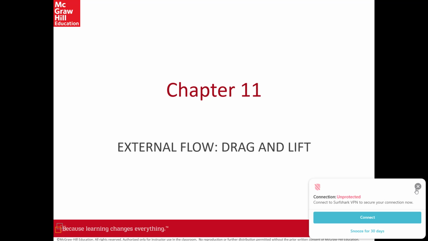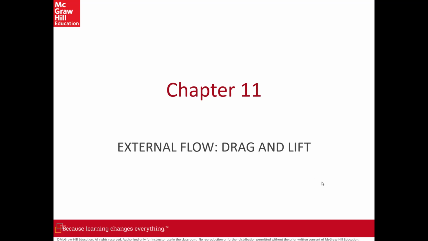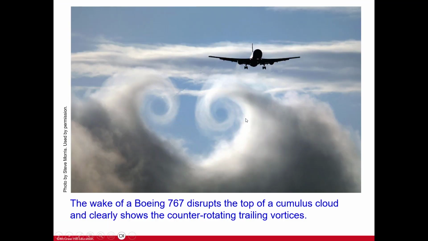Moving on from general flows, we're going to go into an isolated external flow in regard to drag and lift. So here it shows a Boeing 767 and the disruptions on the top of a cumulus cloud, and it clearly shows the counter-rotating trailing of the vortices. So you see these right here as it has extended through.